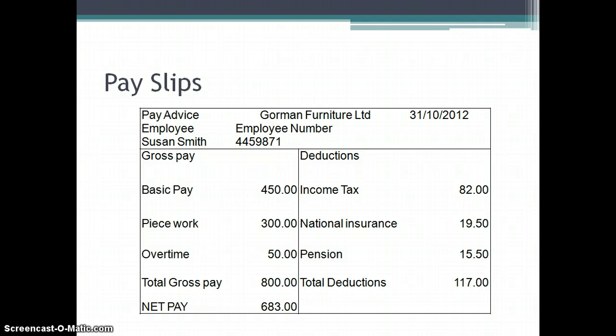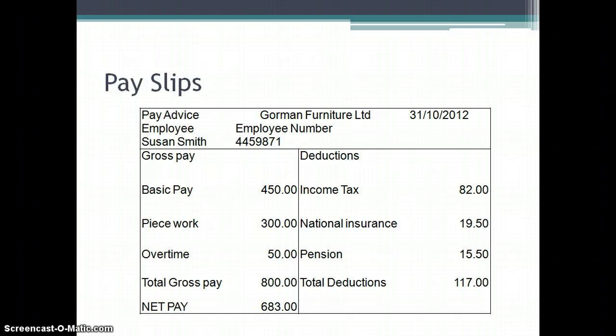You'll notice at the top we've got the date and the period that it's applicable to, so this was for October. The name of the employee and an employee number. The employee number is like a reference number. It will match up with the files in the filing cabinet and the files on the computer, so everything for Susan Smith is kept together.